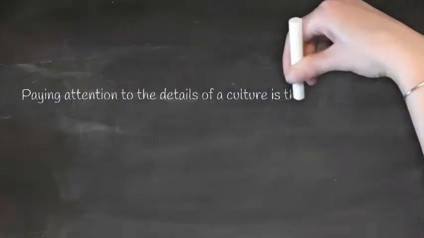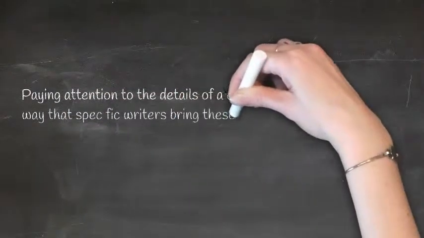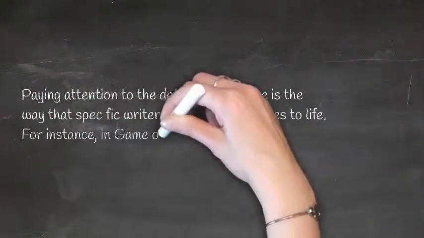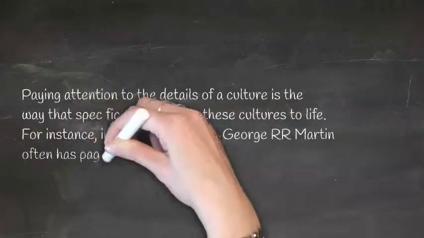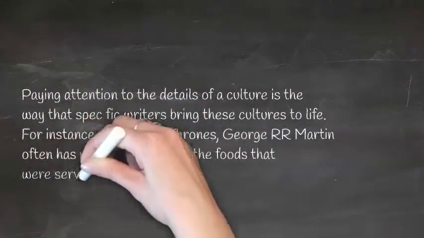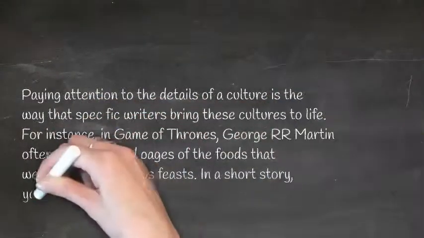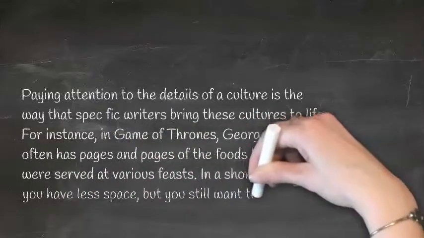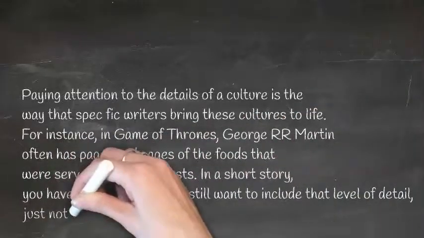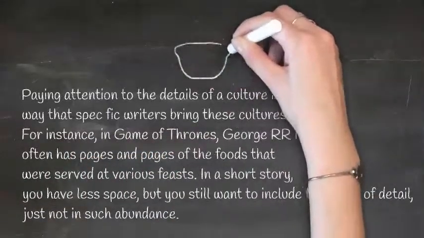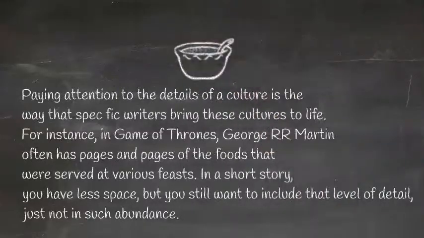Paying attention to the details of a culture is the way spec-fic writers bring these cultures to life. For instance, in Game of Thrones, George R.R. Martin often has pages and pages of the foods that were served at various feasts. In a short story, you have less space, but you still want to include that level of detail, just not in such abundance.